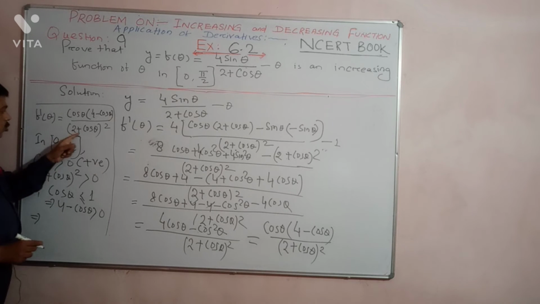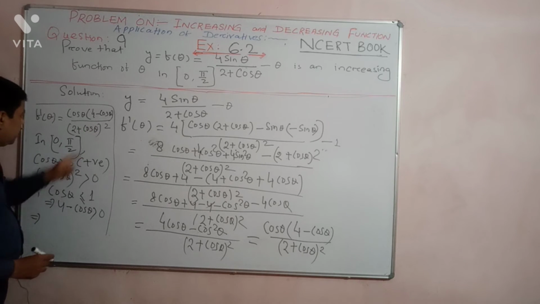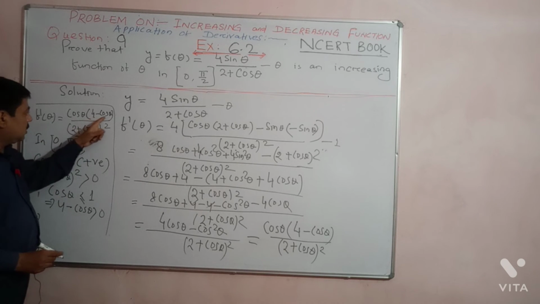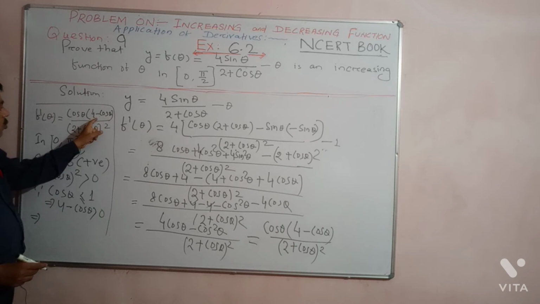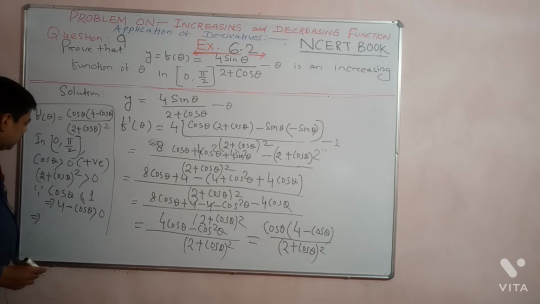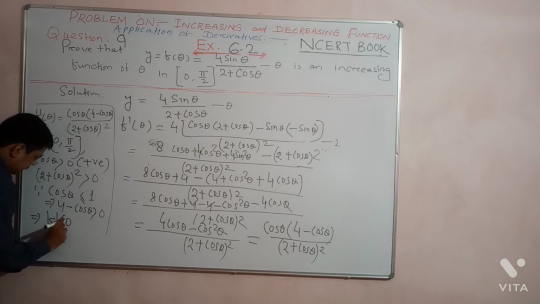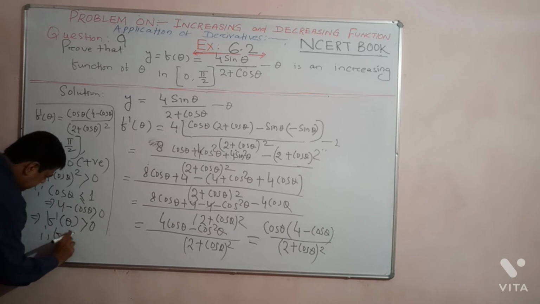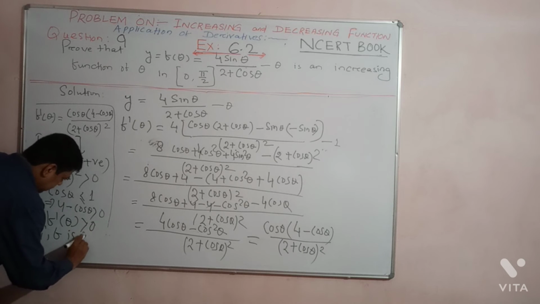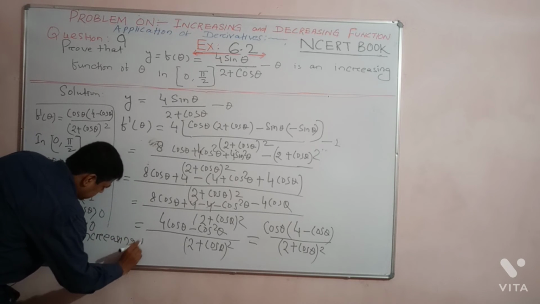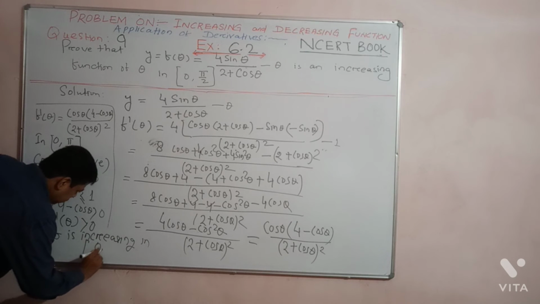Understand? Okay, that clearly proves that cos theta is positive in the interval 0 to pi by 2. Similarly, 2 plus cos theta whole square is also positive because the power is an even number. Whatever the value of theta, the square is always positive. And again, since cos theta is less than or equal to 1, 4 minus cos theta is always positive, and it is clearly proved that f dash theta is greater than 0. Hence, f is increasing in the closed interval 0 to pi by 2.